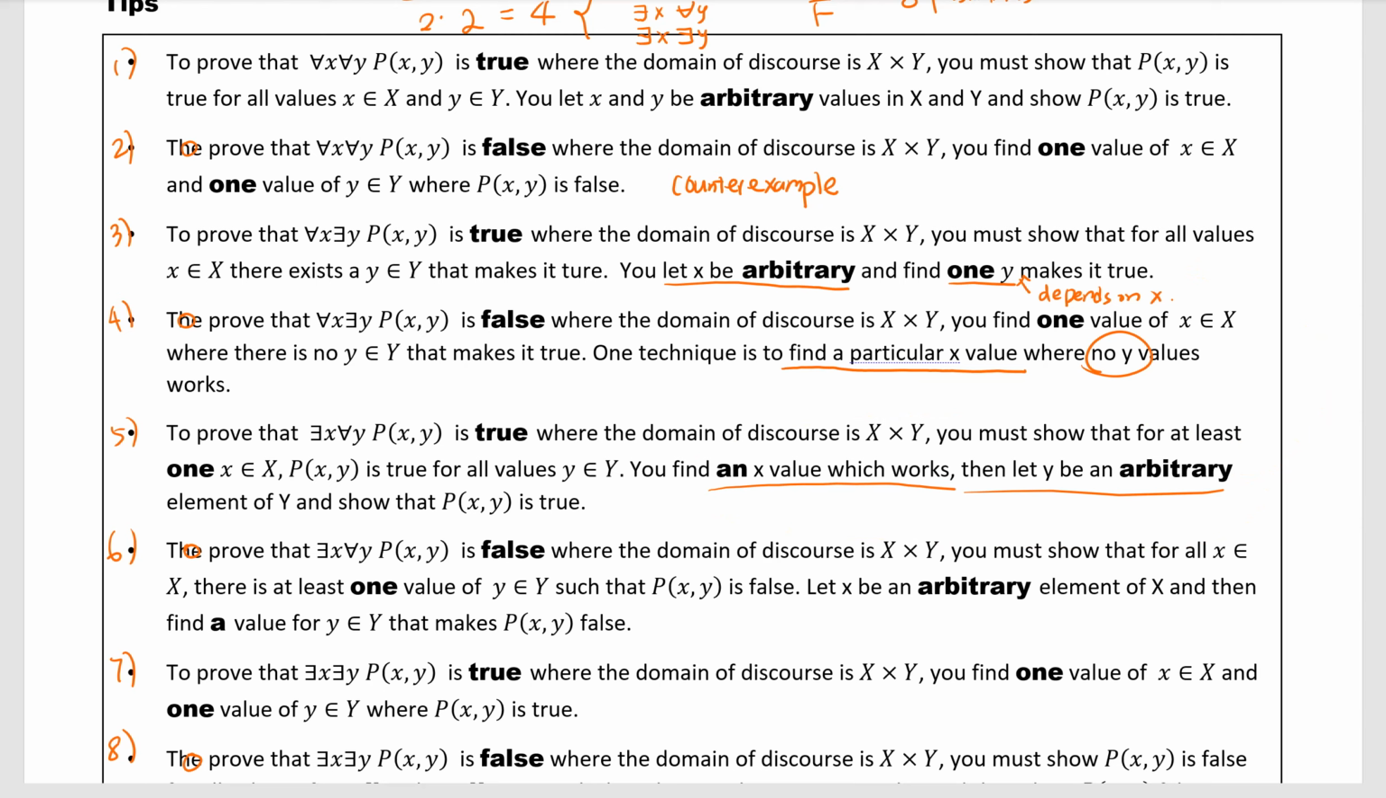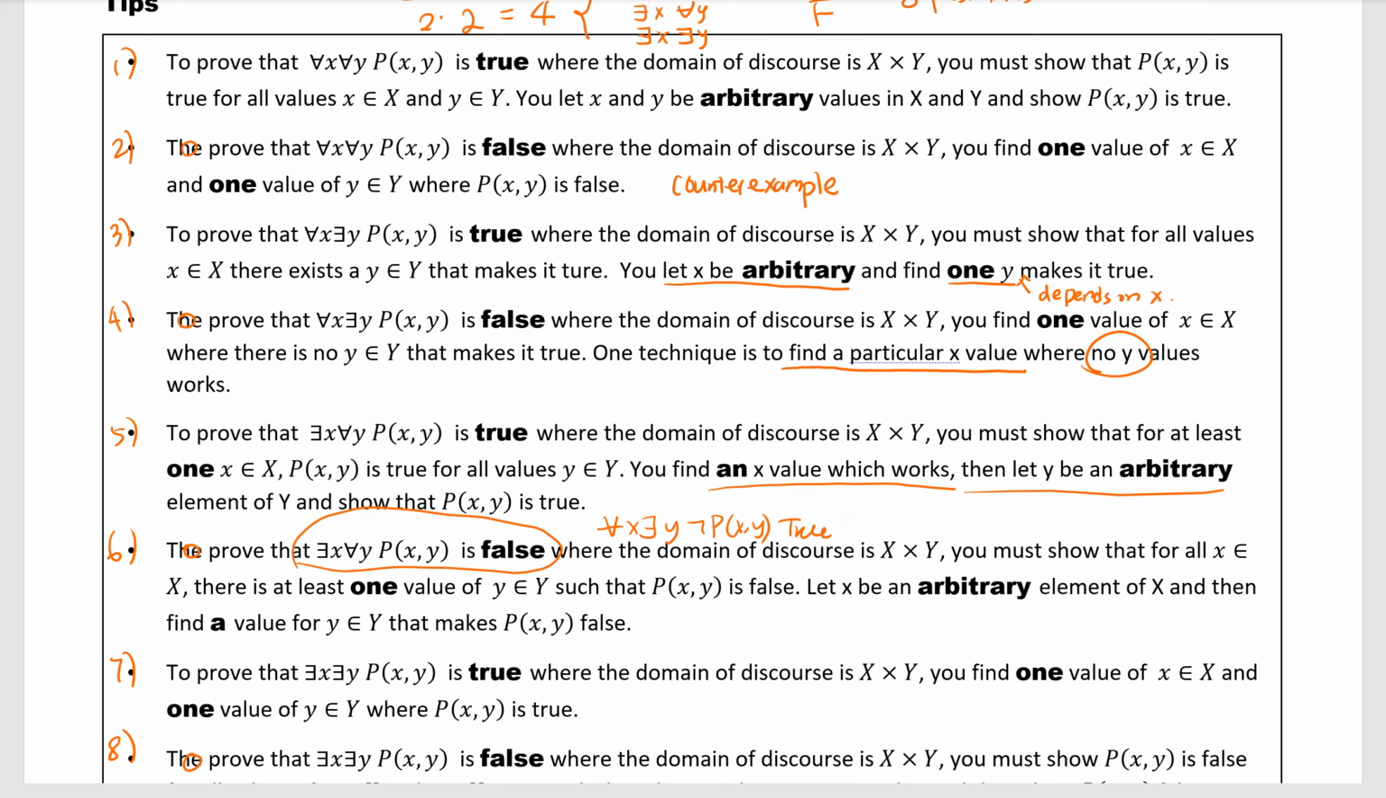Number 6, to prove there is this x for all y, p of xy is false. Well, you must show that for all x, there is this y value such that p of xy is false. So we let x be arbitrary. Usually you can also think of it this way. You want to show this is false, right? Which means you want to show the negation is true. Well, the negation is for all x, there is this y, not p of xy is true.